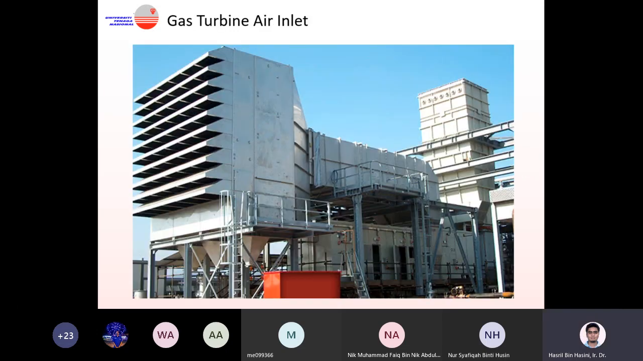Okay, this is a picture of a typical air inlet. You can see this is a huge air inlet, and because of that, you can imagine the amount of air filter that is needed to operate a gas turbine power plant. We require a huge amount of air filter, and this air filter needs to be maintained and replaced on a regular basis.